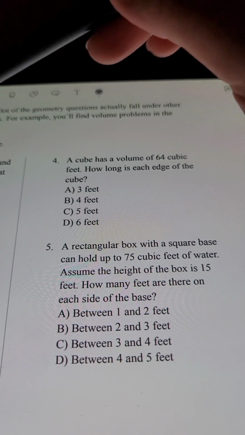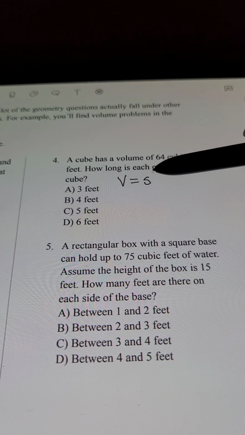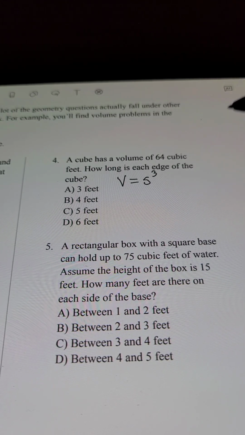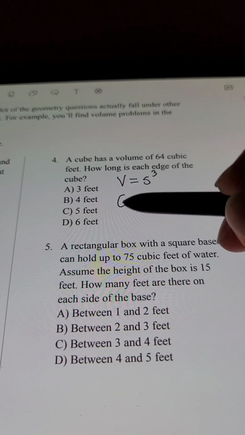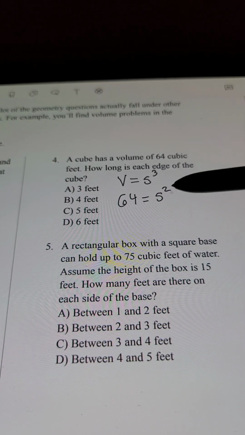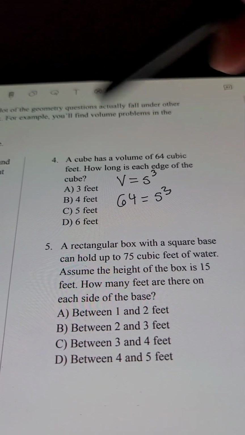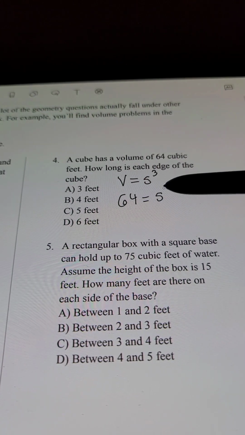So the volume of a cube is equal to the edge length, which we'll say is s, cubed, right? So we know the volume is 64. So that's equal to the edge length cubed. I wrote it 2 by accident. It's supposed to be cubed, 3. Let me actually just rewrite that so it looks better.